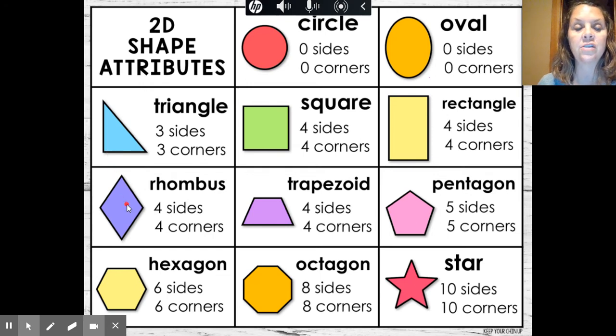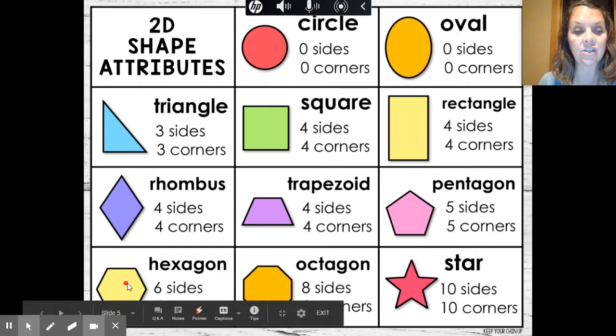The next shape we're going to talk about is a rhombus. A rhombus has 4 sides and 4 corners. So go ahead and try to draw a rhombus on your dry erase sleeve. Often a rhombus is called a diamond. To me, it's basically a square that's been smushed. Okay, go ahead and draw a rhombus. I'll pause.